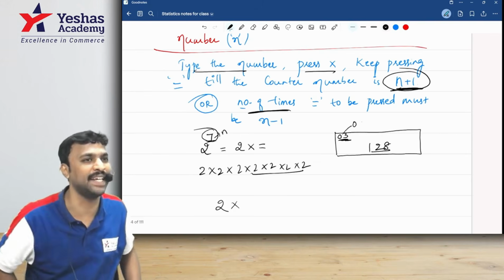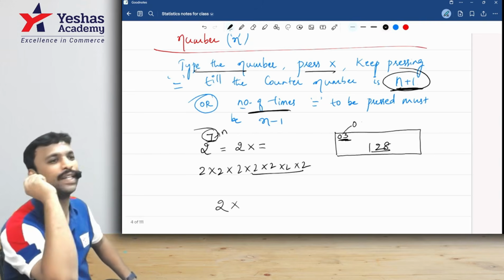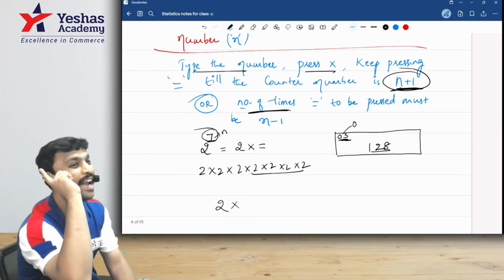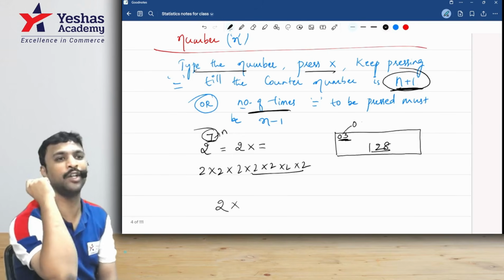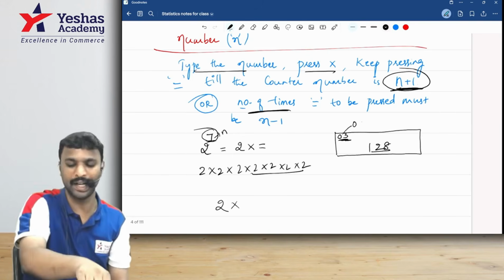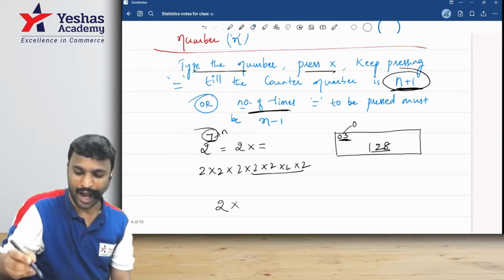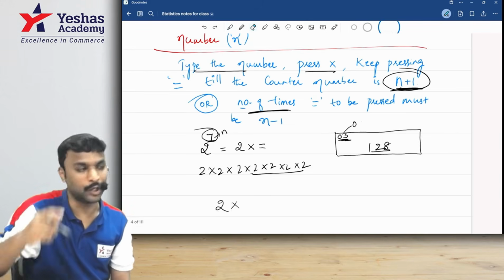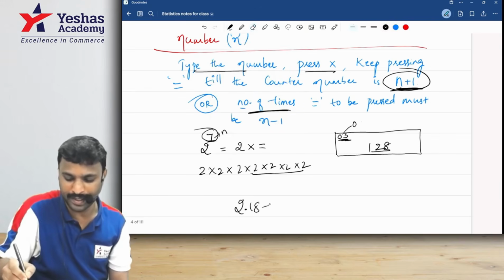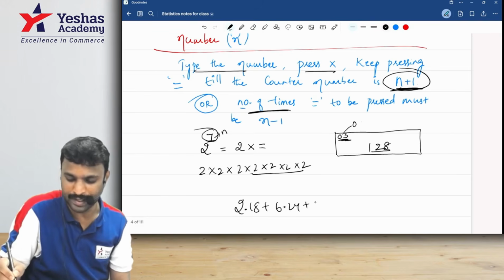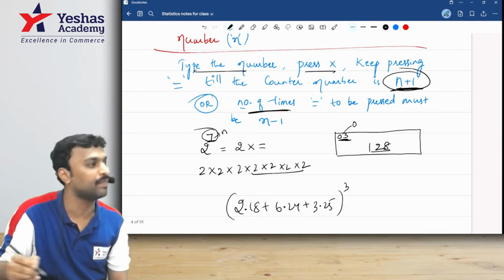Counter number is easier. But why I taught you this, the equal to reference: when you have to count that equal to button, everybody look here. I want you to tell me the difference between 2 power 7 and, for example, if you have 2.18 plus 6.24 plus 3.25 whole power 3.